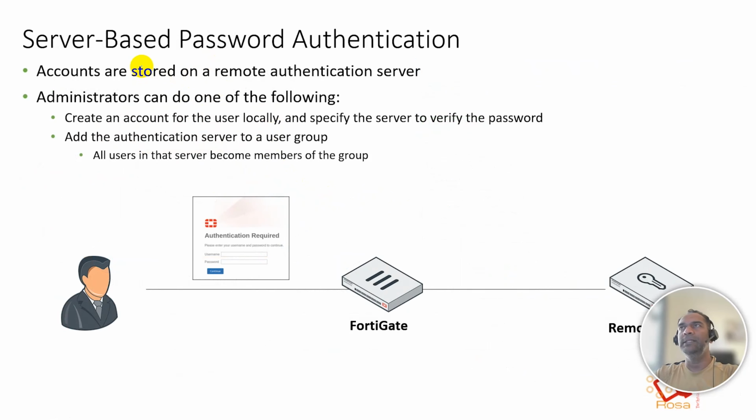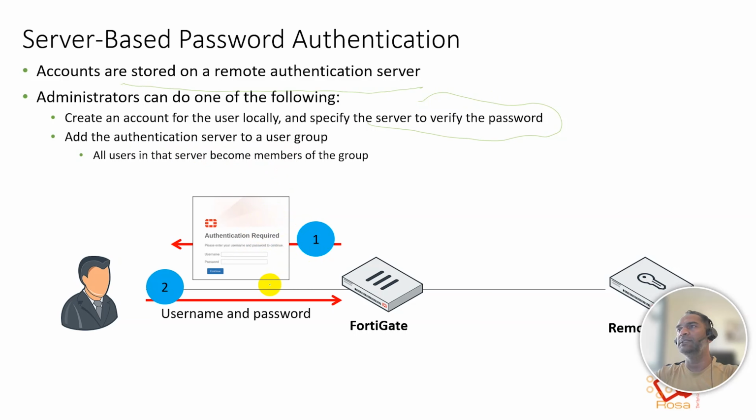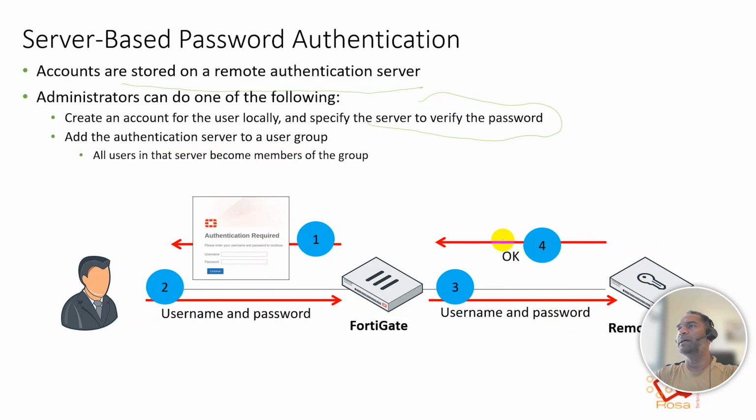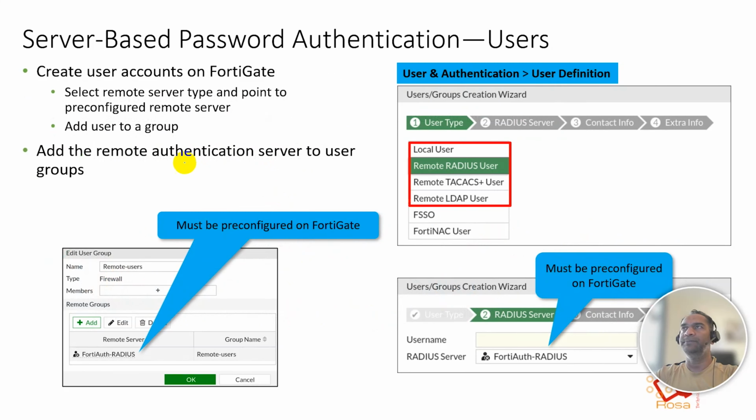Then the next method is server-based password authentication. In server-based password authentication, we create a user locally, but the password is verified remotely. Accounts are stored on a remote authentication server. Administrators can do one of the following: create an account for the user locally and specify the server to verify the password, or add the authentication server to a user group, like when you are defining the firewall policy. So this is the second method where the user inputs the credentials. FortiGate sends this password to a remote server, and then the password is verified and the user is authenticated.